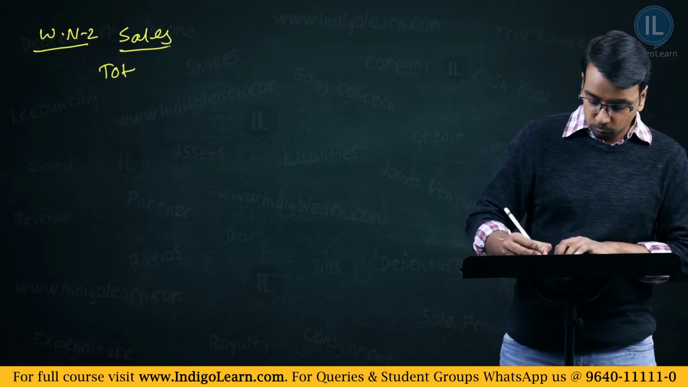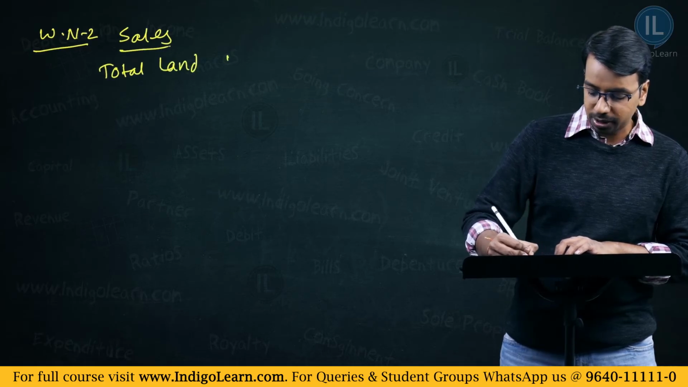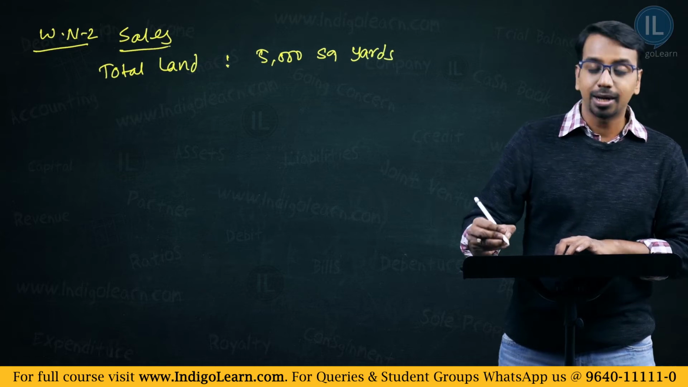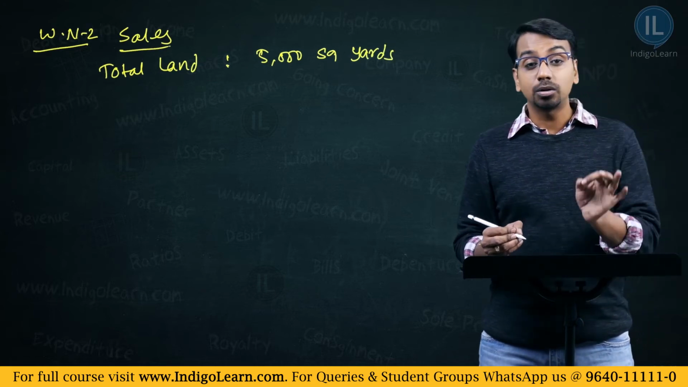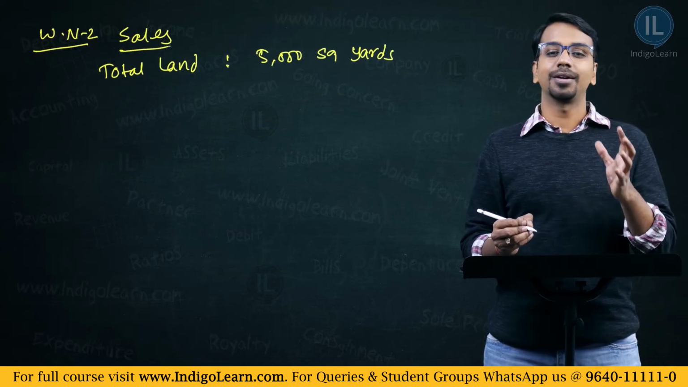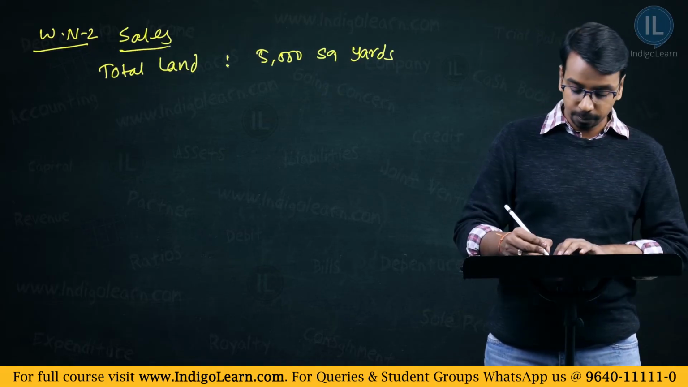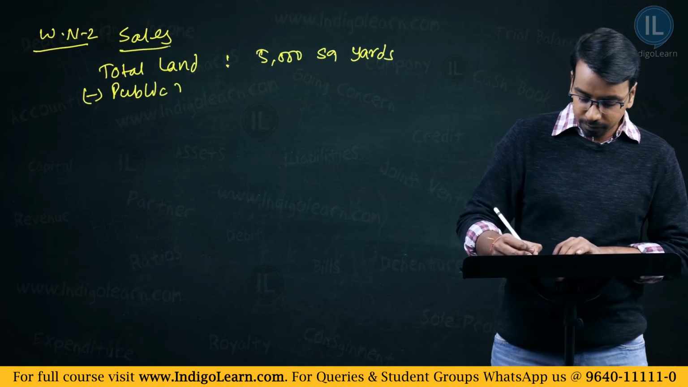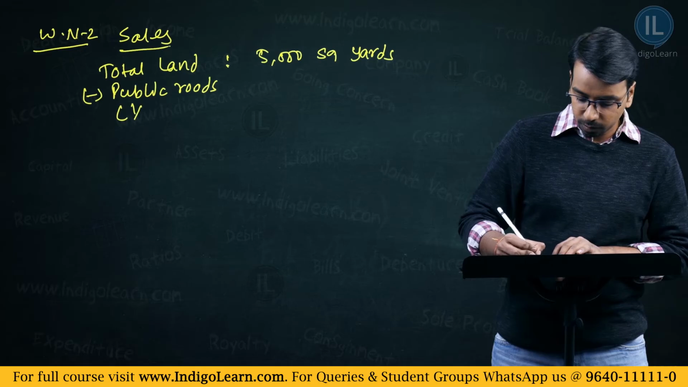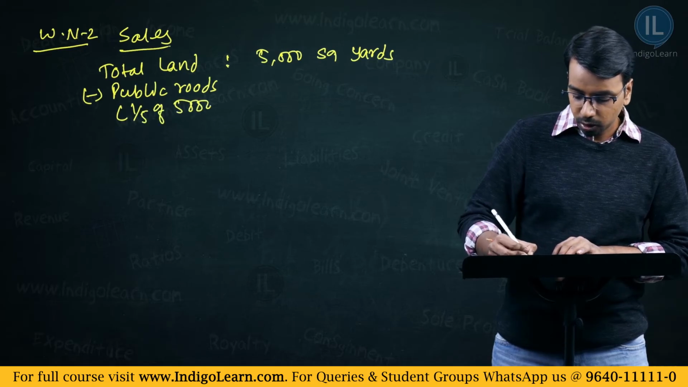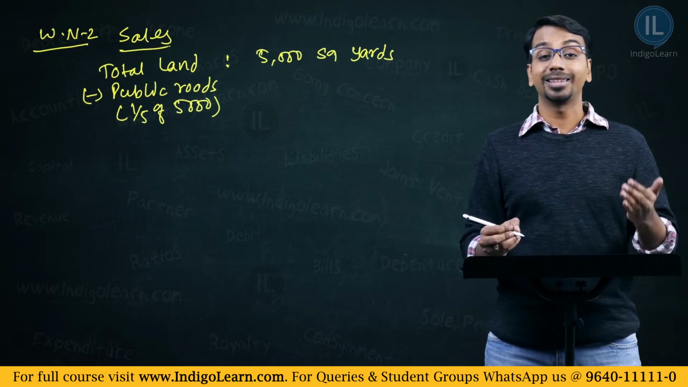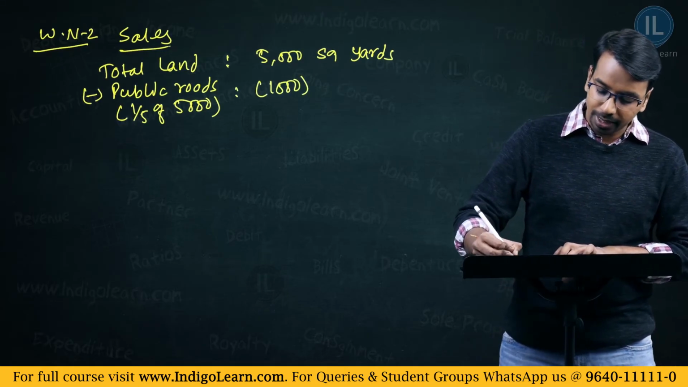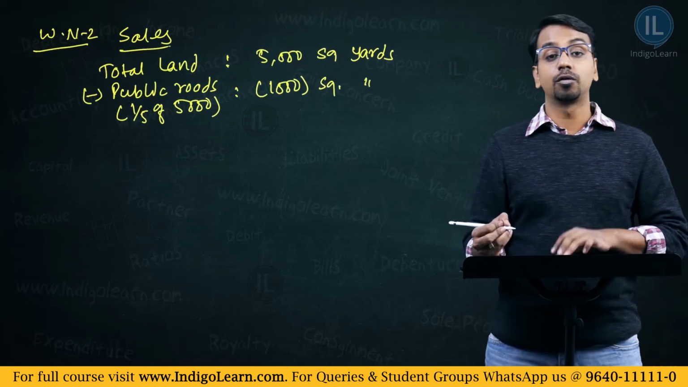Now the question says total land which was purchased is 5,000 square yards. Out of this, how much was left out for public roads? 1/5. So less public roads, which is nothing but 1/5 of 5,000. How much is 1/5 of 5,000? 5,000 divided by 5, that is 1,000. So 1,000 square yards were left out for public roads.